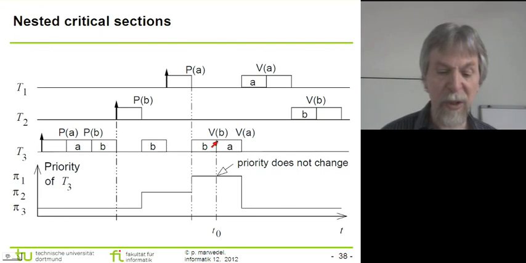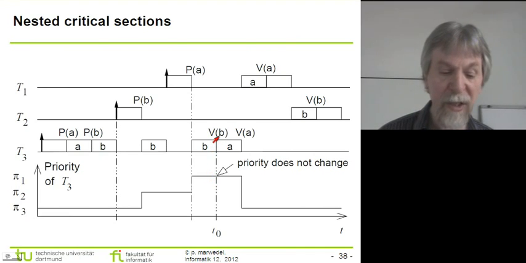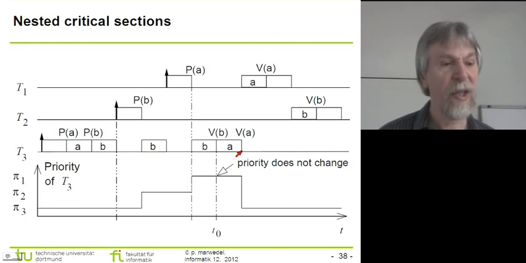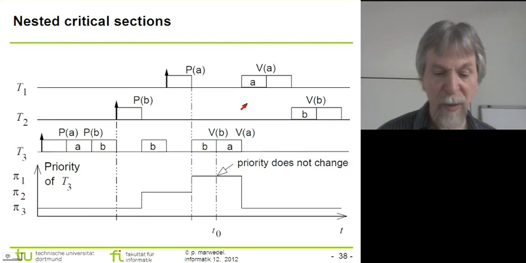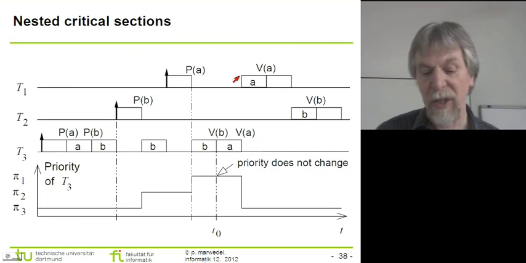At this time we are releasing the resource protected by B, but that doesn't change the priority because B is held by task T2, which has a medium priority, so therefore the priority is not changed there. But when T3 is releasing that resource as well, the priority will change. It will drop to the very bottom priority because we are not blocking any other task there. And therefore, among all the different tasks, task T1 is now the one that has the highest priority and will be executed.